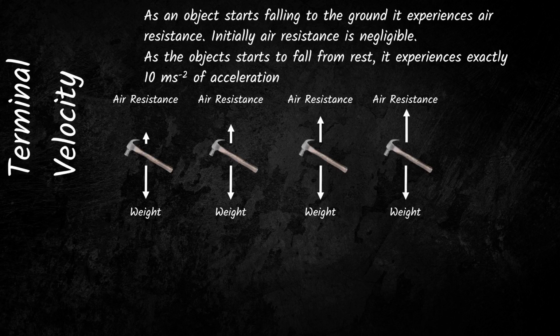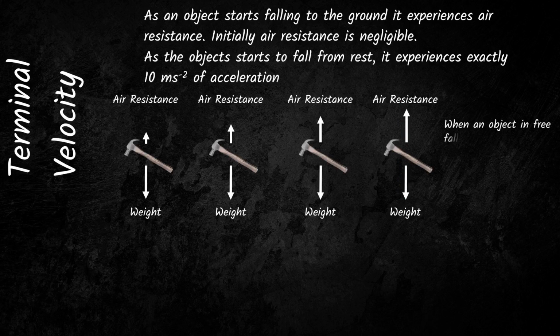Your object falls with an acceleration of 10 meters per second squared, which means that its speed is continuously going to increase, and if the speed increases, your air resistance also increases. In the beginning, the amount of air resistance is very small, and then as the speed increases, your air resistance also increases to a point where, in this diagram 4 right here, your air resistance and your weight are equal to each other.